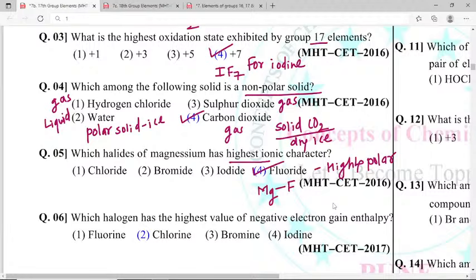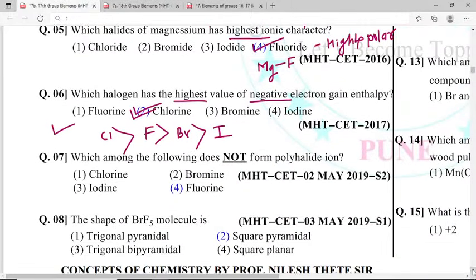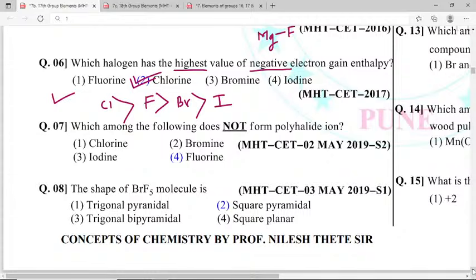Which halogen has the highest value of negative electron gain enthalpy? Chlorine is the answer. Chlorine shows the highest, then fluorine, then bromine, then iodine. This is the order actually. Please note down, this is a very important question. Chlorine shows the highest electron gain enthalpy value as compared to fluorine, bromine, and iodine.